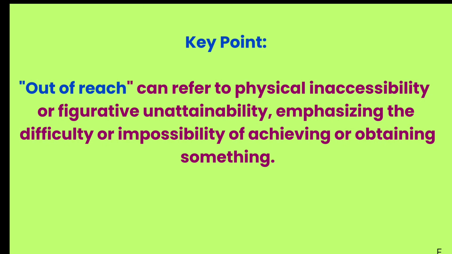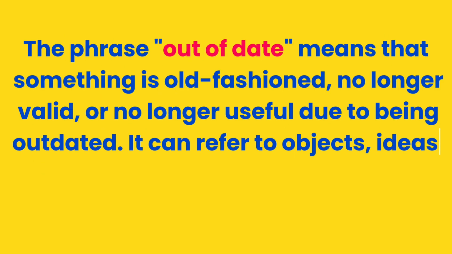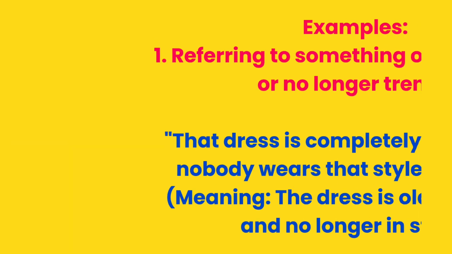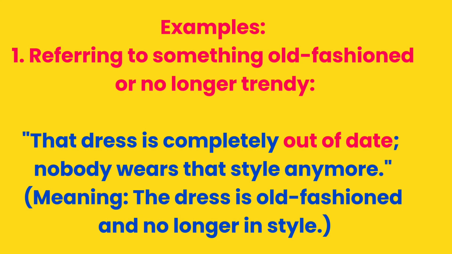Out of date. The phrase out of date means that something is old-fashioned, no longer valid, or no longer useful due to being outdated. It can refer to objects, ideas, documents, or even styles that are no longer relevant or effective. Examples. 1. Referring to something old-fashioned or no longer trendy. That dress is completely out of date, nobody wears that style anymore. Meaning, the dress is old-fashioned and no longer in style.